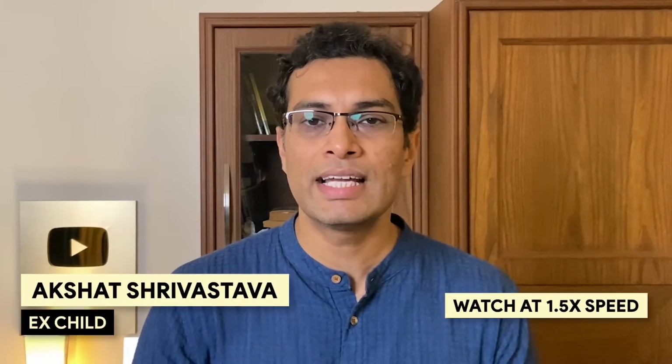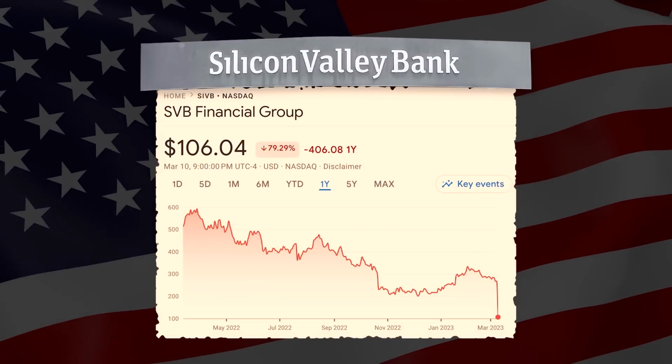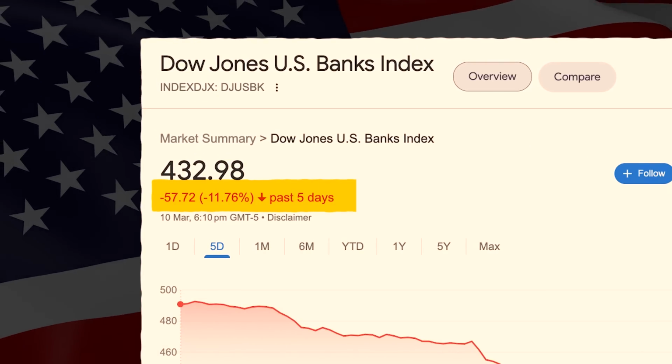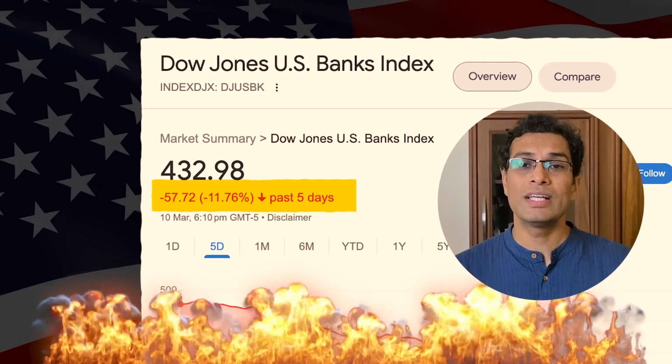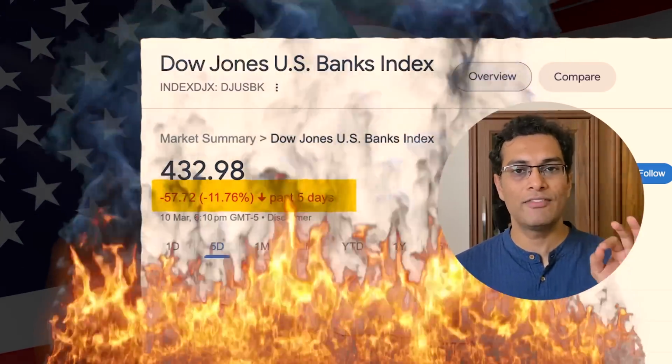Hi everyone. Recently, one of the US's foremost banks, Silicon Valley Bank, has unfortunately collapsed. The regulators have stepped in and are now trying to figure out how to return the money to their depositors. This has created a mass panic in the US stock market, so to say, and the US Nifty Bank has collapsed by roughly 12% over the last 5 trading days.